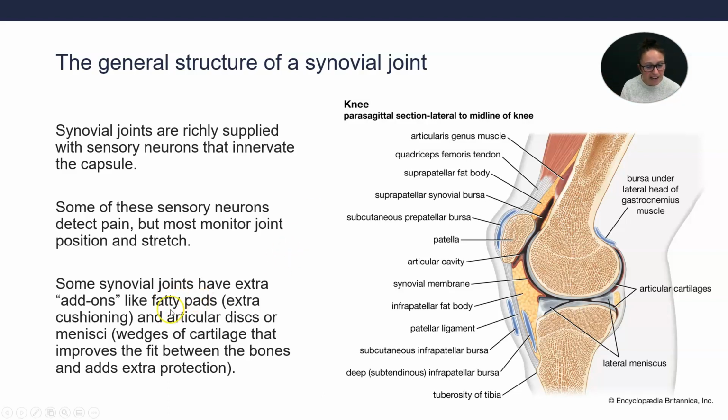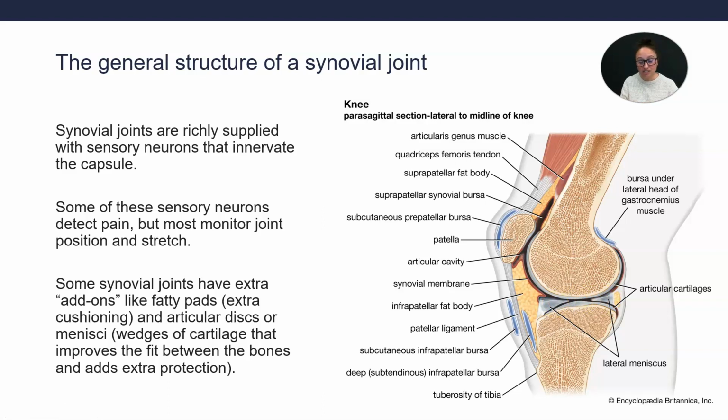For example, it has fatty pads. Let's see if we can find a fatty pad. There it is. Yeah, for extra cushioning. Not all synovial joints have that, but the knees do. And we also have some extra cartilage. So that's what your meniscus is. Yeah. So look, some extra cartilage. See, look, lateral meniscus, extra wedges. So it's kind of helping us out.